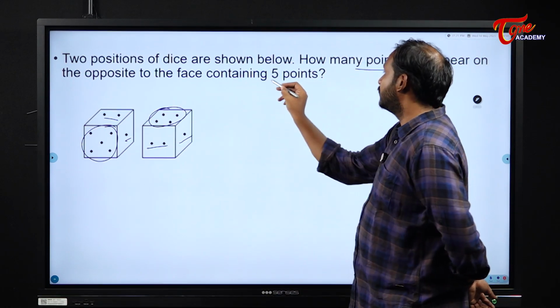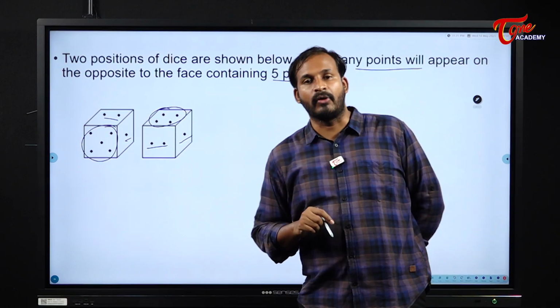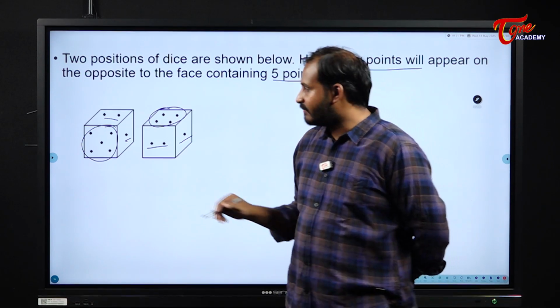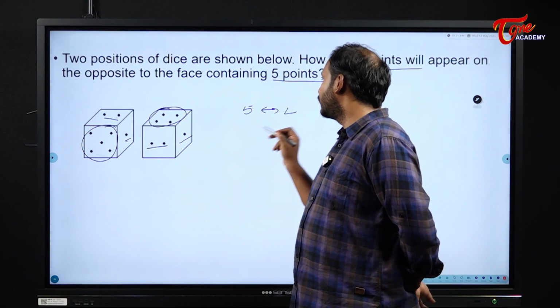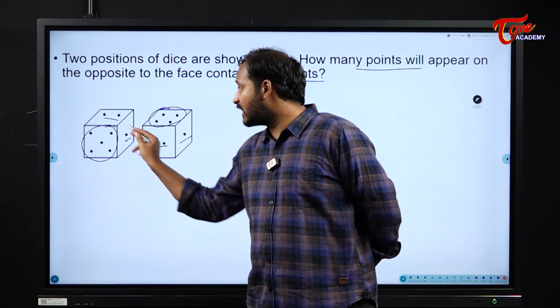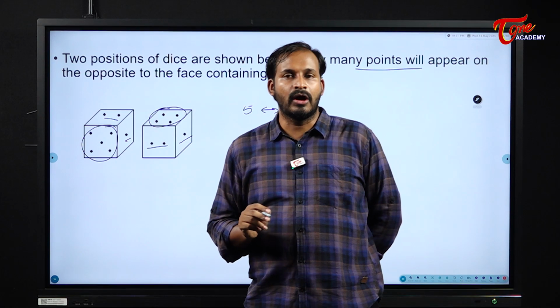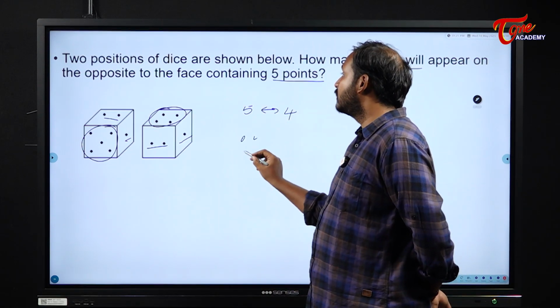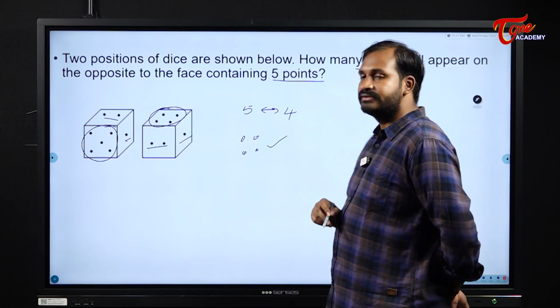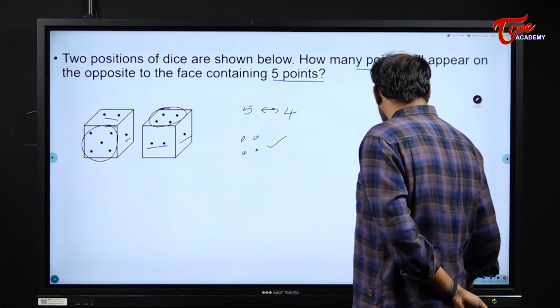What is our question? The side opposite to 5 points. So what is opposite to 5 points? 4 points. 4 and 5 are opposite to each other. Why? Because here there are 2 common faces. So the answer here is 4 dots. Okay, next one.